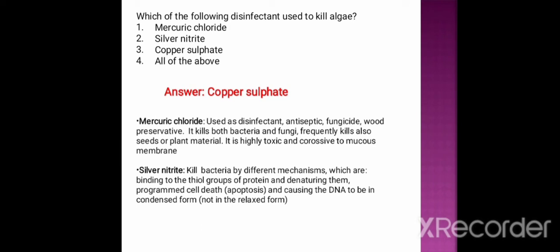Now, another one: the options are mercury chloride and silver nitrate. Mercury chloride is used as a disinfectant, antiseptic, fungicide, and wood preservative. It kills both bacteria and fungi. It frequently kills seed and plant material also. It is highly toxic and corrosive to mucous membrane. Silver nitrate kills bacteria by binding to the thiol group of proteins and denaturing them, causing cell death and causing the DNA to be in condensed form.